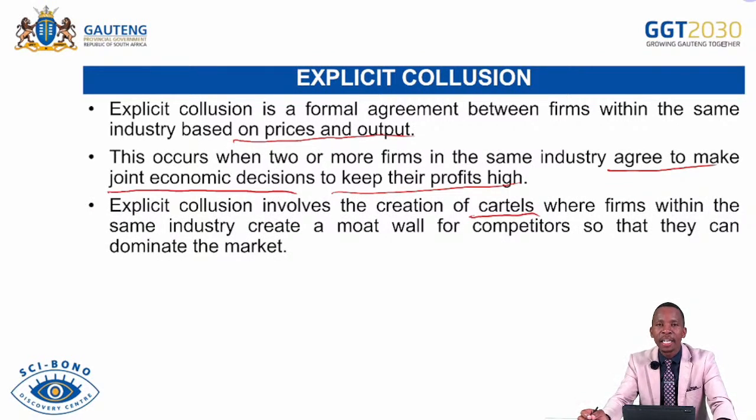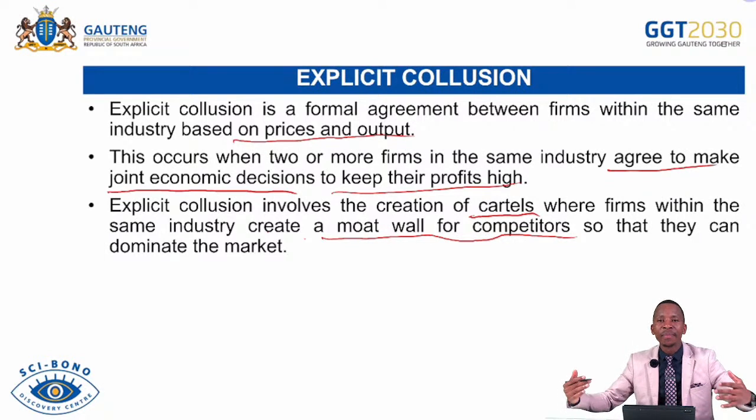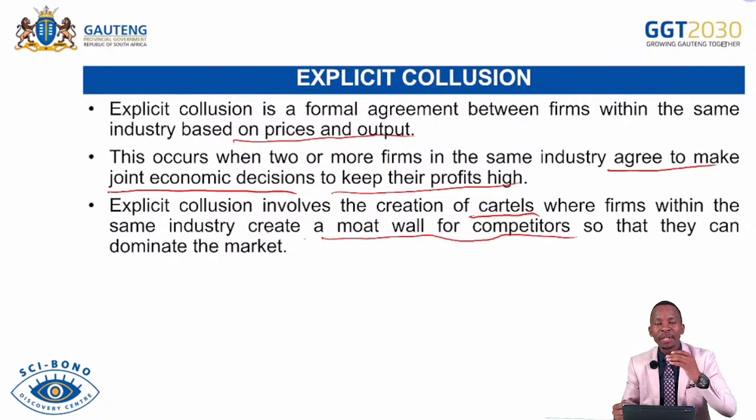Remember, cartels occur when firms form some association or groups within the same industry where they meet and discuss price and production techniques. So under cartels, firms within the same industry create a moat wall for competitors so that they can dominate the market. Firms group themselves together. As they group themselves together, they make those uniform decisions.